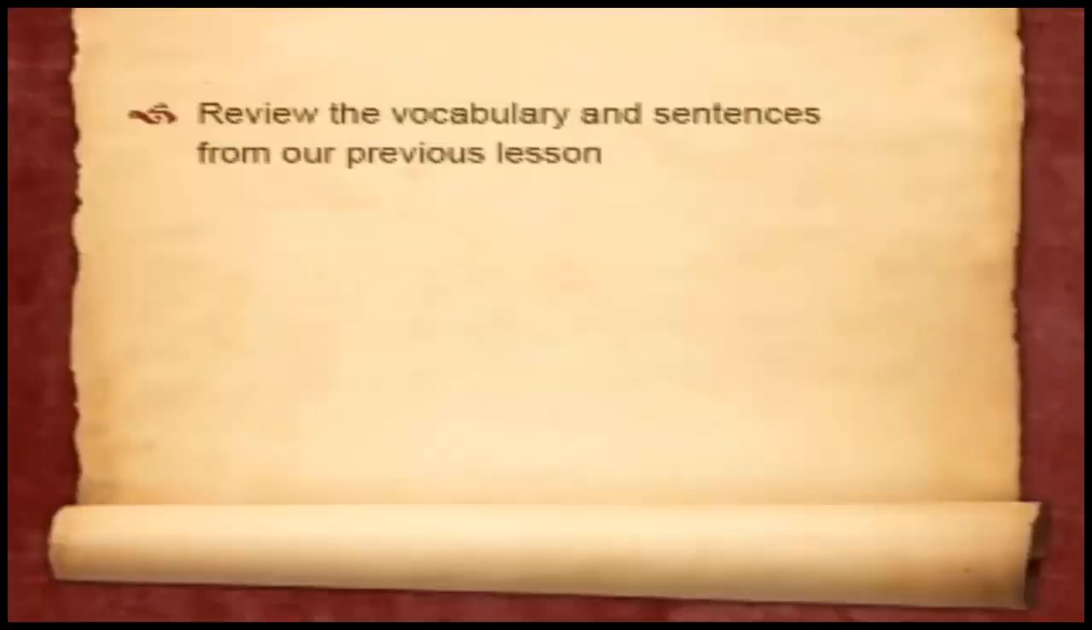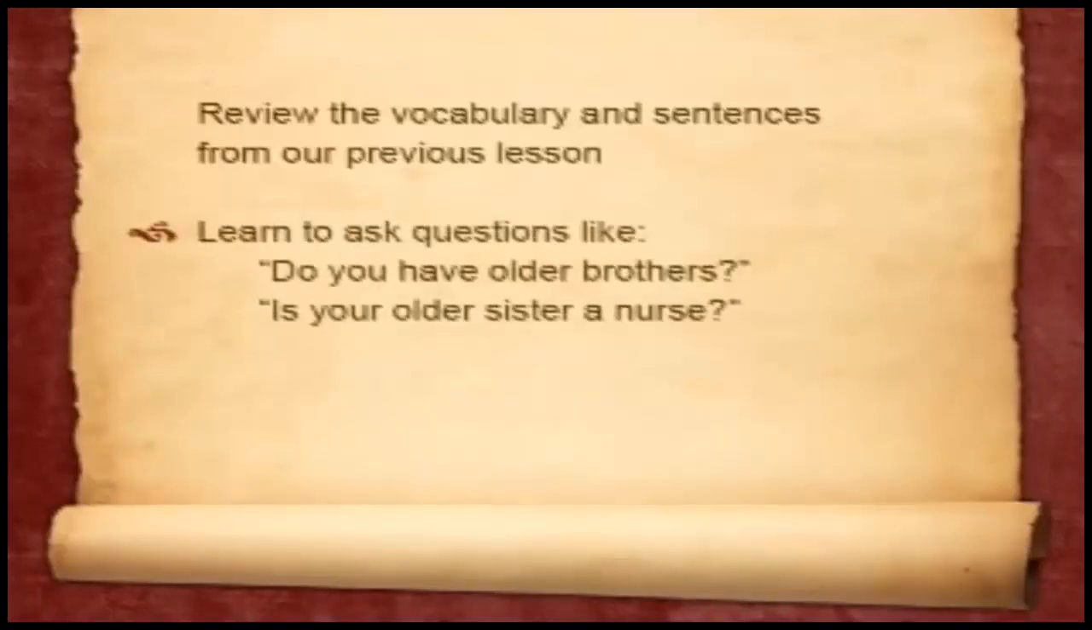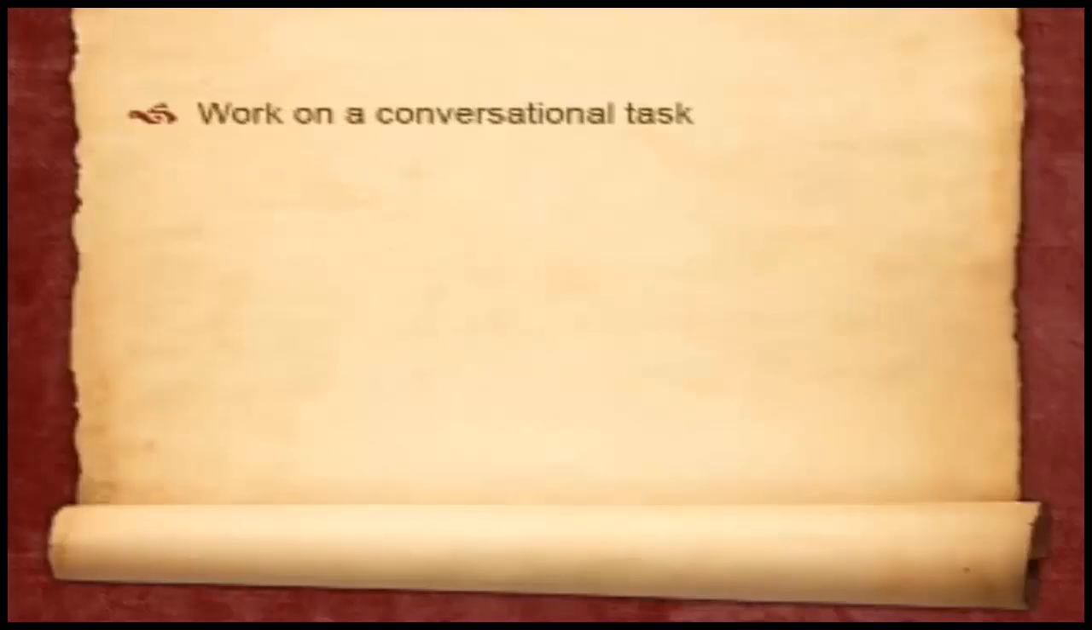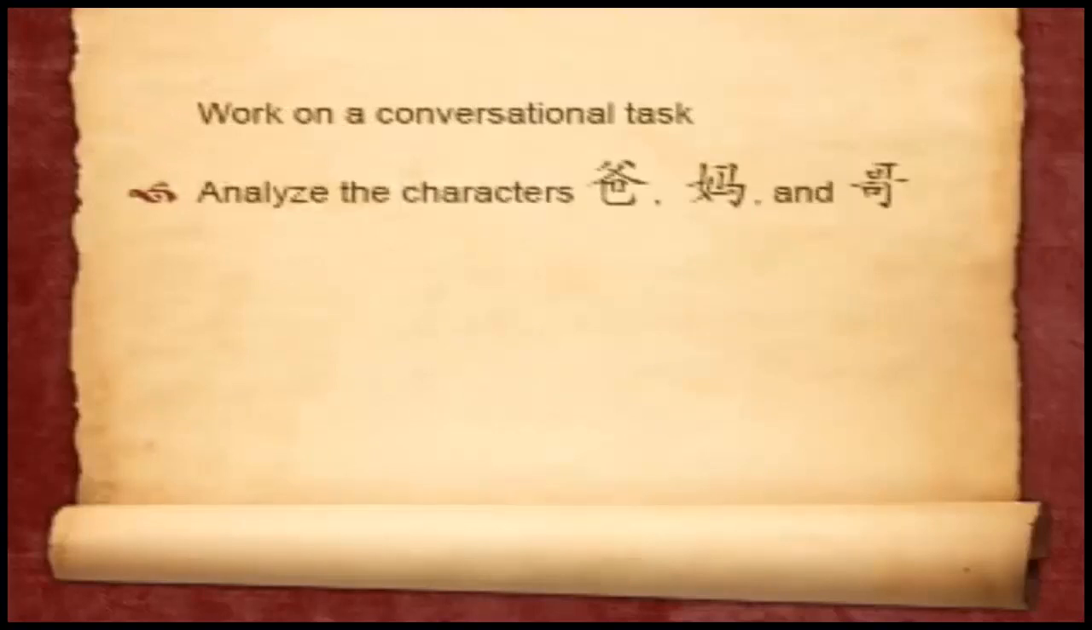Our goal today is to learn to ask about our brothers and sisters. We will also look at the names of some occupations. In this lesson, we will review the vocabulary and sentences from our previous lesson. Learn to ask questions like, do you have older brothers? And is your older sister a nurse? Learn the names for worker, nurse, doctor, and policeman. We're going to do a conversational task and analyze the characters 爸, 妈, and 哥.